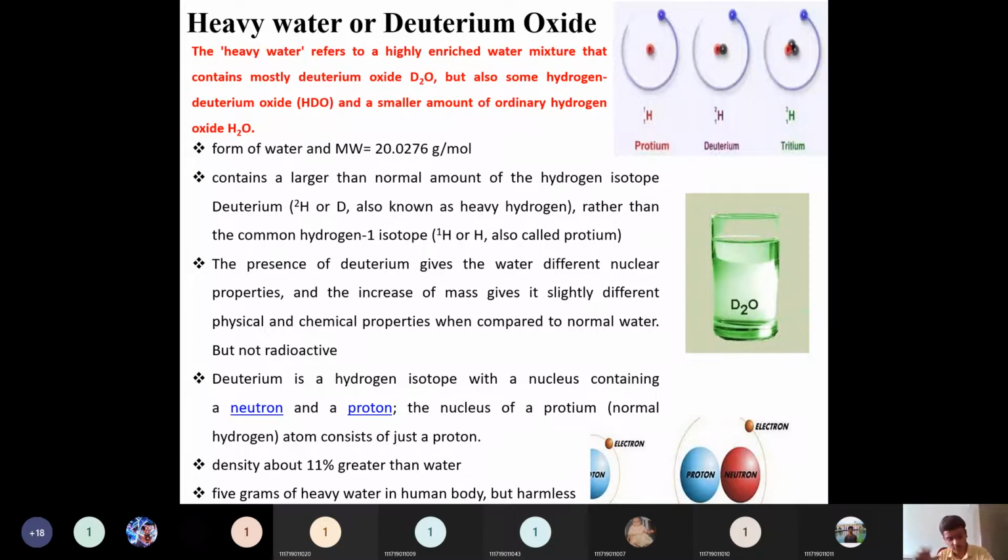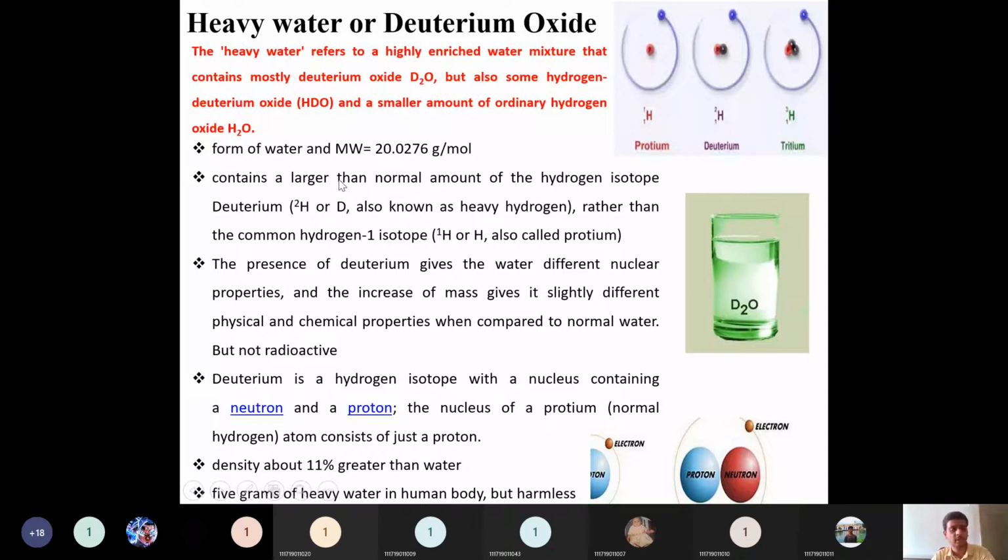In all these sources, the natural deuterium is present in very minute quantities, around 0.0146% only. So in order to prepare heavy water with a high composition of deuterium oxide, we have to separate the deuterium from normal water or from these natural sources. There are many processes to do that, which we will discuss in the next topic. There are many methods to produce it.